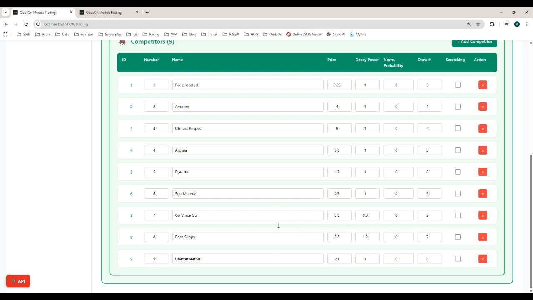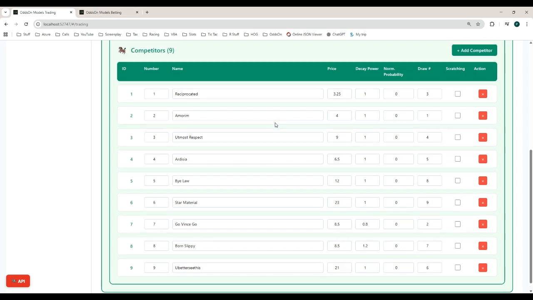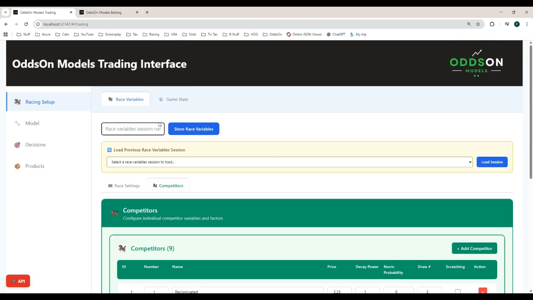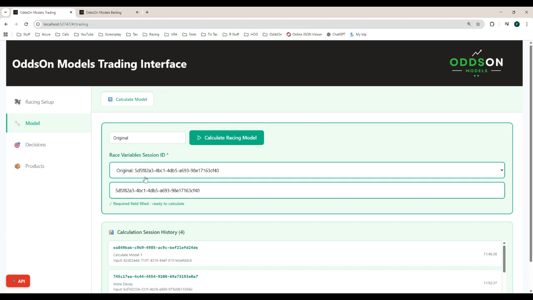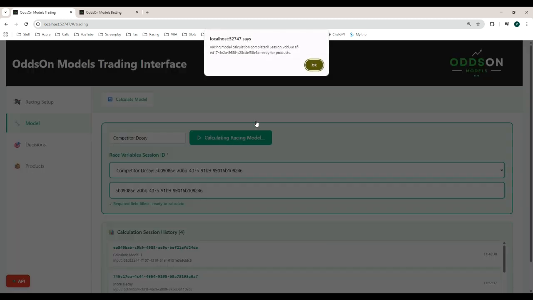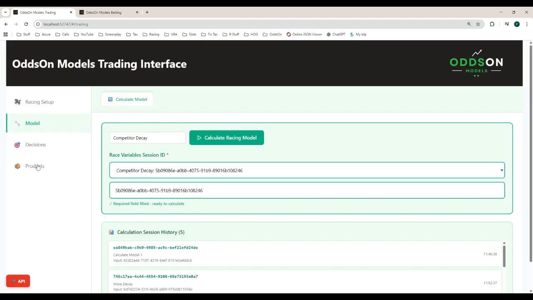So if we look at these two horses now and we go back just here, let me just run the thing. So we'll call this competitor decay, not recay. So I'll save that, store those variables, go through the process again. I've stored them. Now I need to run the calculation on them. So we run that here. And then finally we can go to the product.